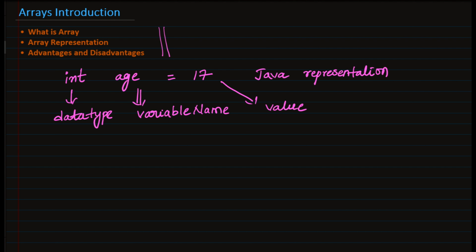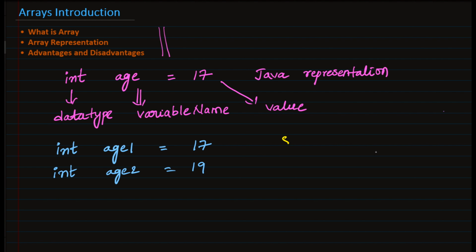Now let's assume that we have to store the age of two students. Then how will we do it? Instead of one variable, we will declare two variables. int age1 equal to 17 and int age2 equal to 19.